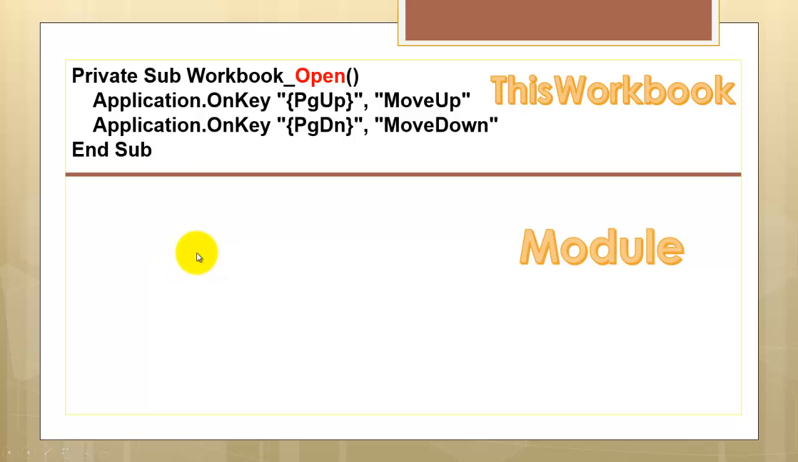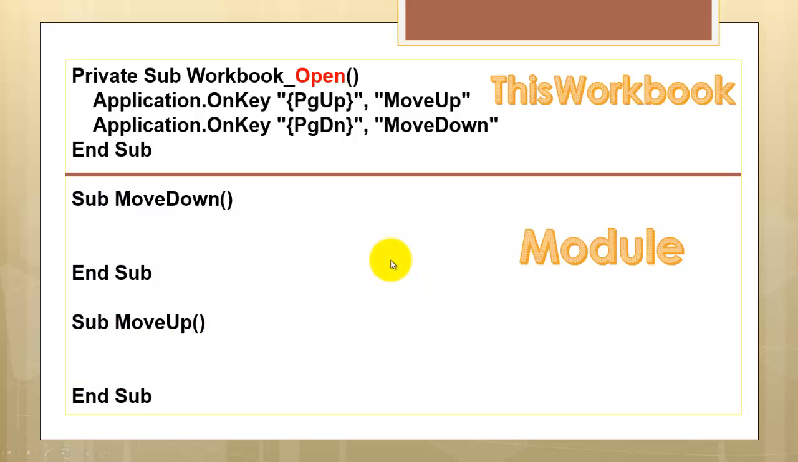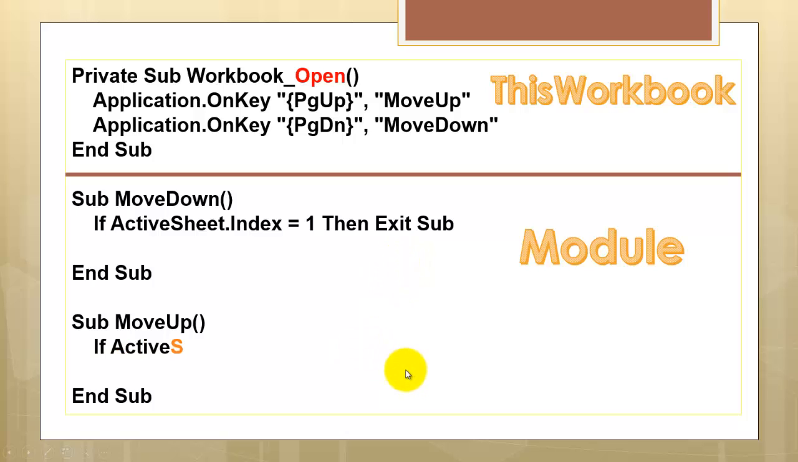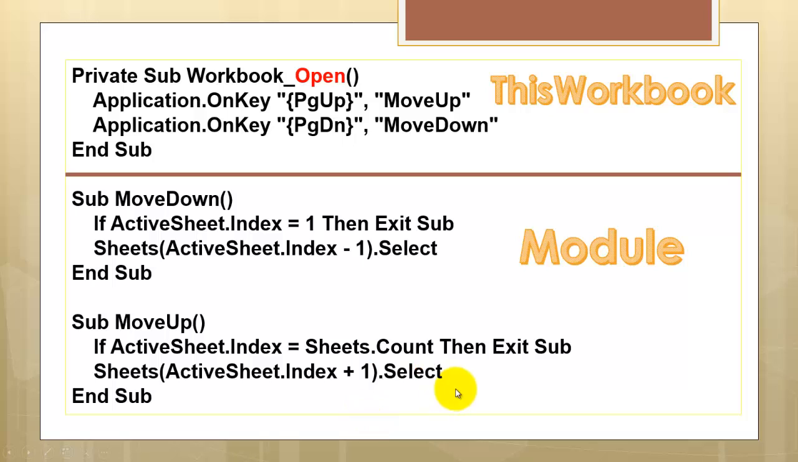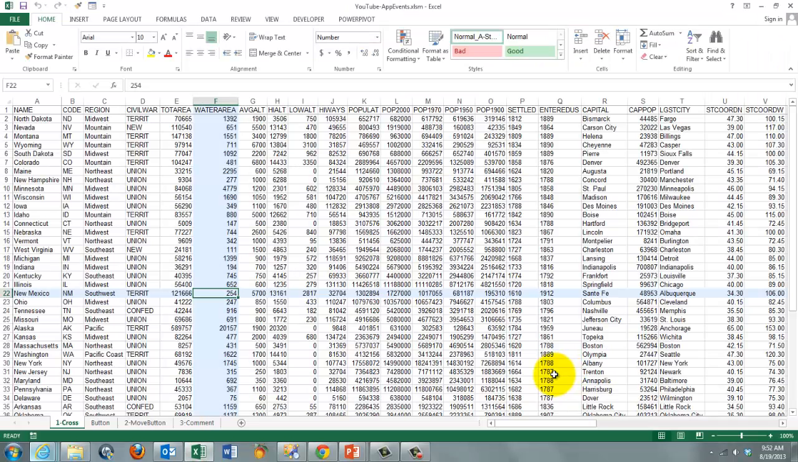Now I leave this workbook code window and I go to the module window, because macro should always be in a module. So the move down or the move up subroutines have to be in a module. Move down means you have to go down if you can't go down, but if the active sheet index is 1, you cannot go further down, so exit the sub. And if the sheet's index is the same as the number of sheets, then you can't go further up. So you have to stop that one. Otherwise, give me from the collections of sheets the one with the index of the active sheet -1, otherwise the index +1. Okay. So now we are going to test those codes.